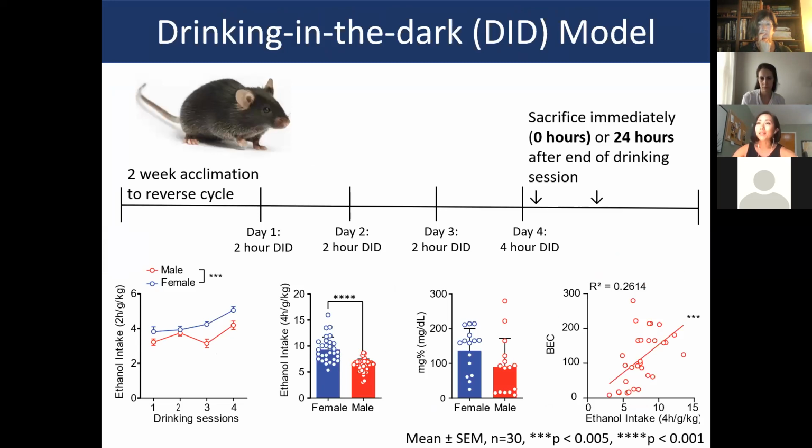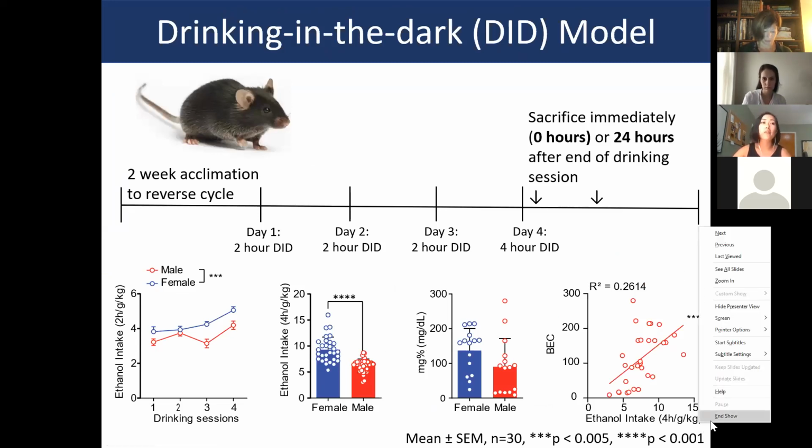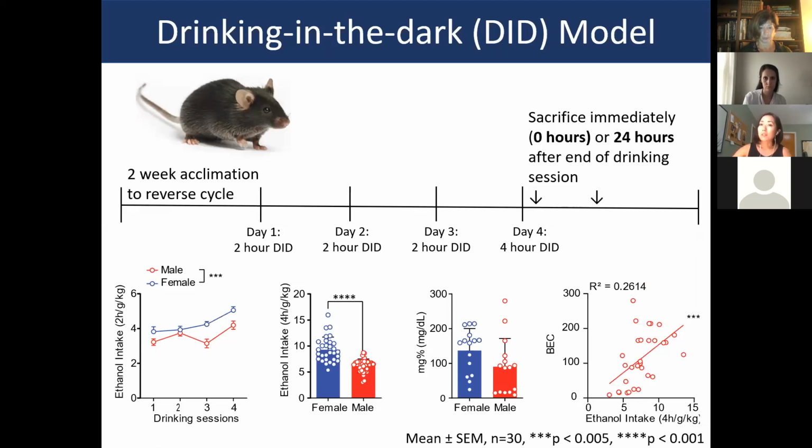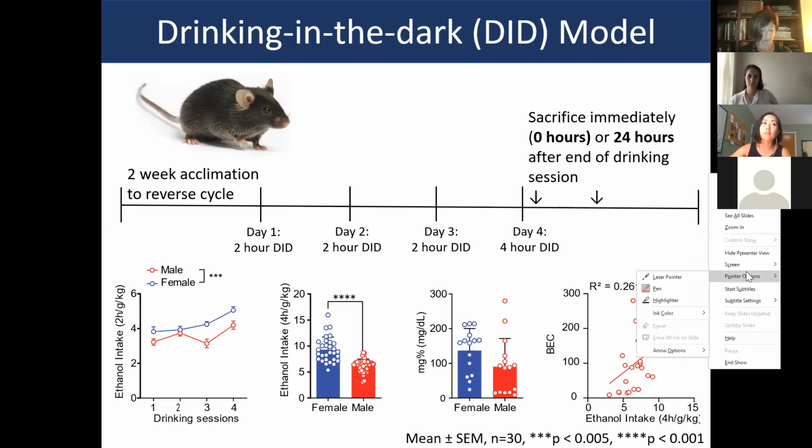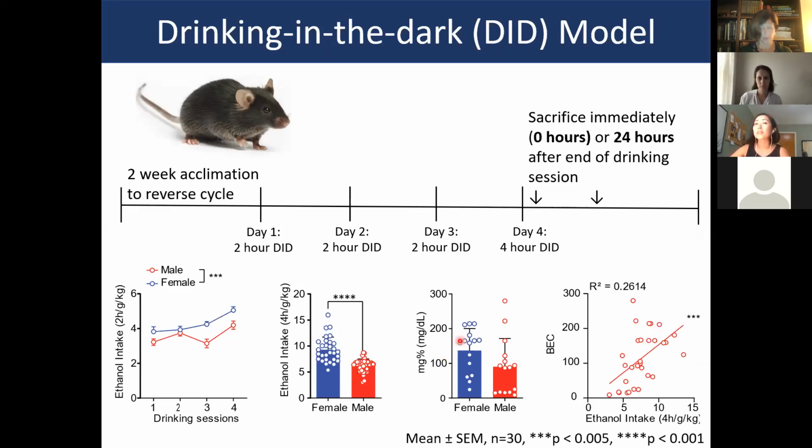We model binge drinking in mice using a well-known drinking in the dark paradigm, where after 2 weeks of acclimation, mice are given access to 20% ethanol 3 hours into their dark cycle when they are most active. And through this paradigm, the mice voluntarily consume physiologically relevant levels of alcohol. As you can see in this third graph here, both male and female mice consume enough alcohol to bring their blood ethanol concentrations to or over 80 milligram percent.